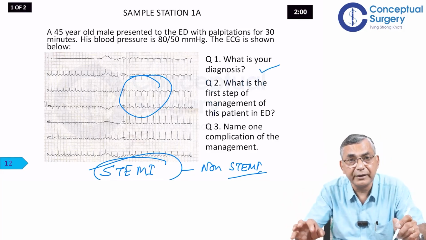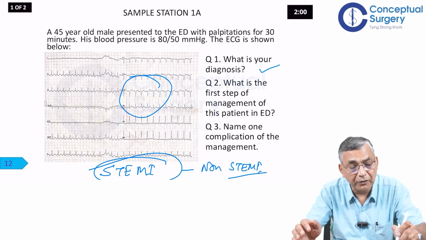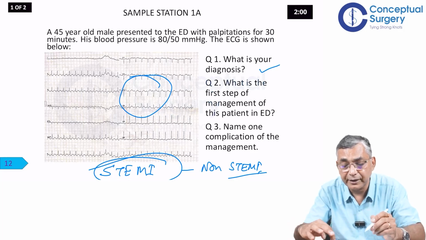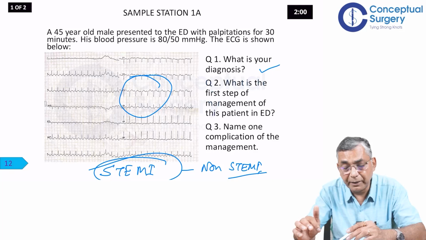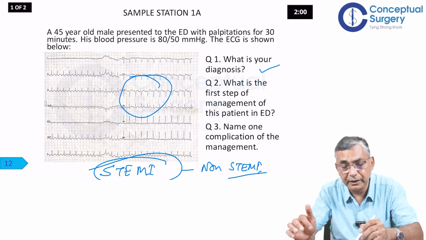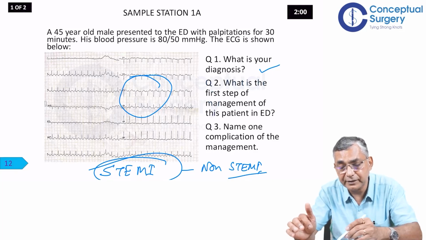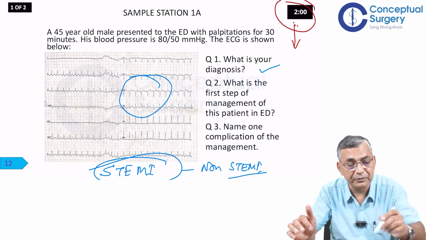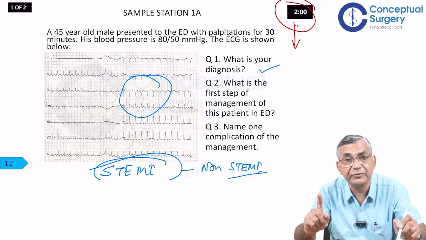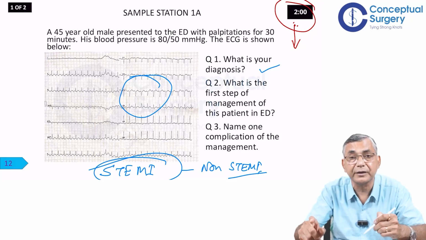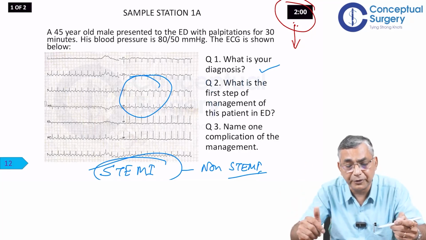This is Station number 1A, one of the two. It is 2 minutes only, and this timer will start and move backwards. Here the timer will do reverse counting, and this tells you that this is only one of the two, so only half a page has to be written. This is question number 1, 2, 3, so that means 4, 5, 6 are also going to come.